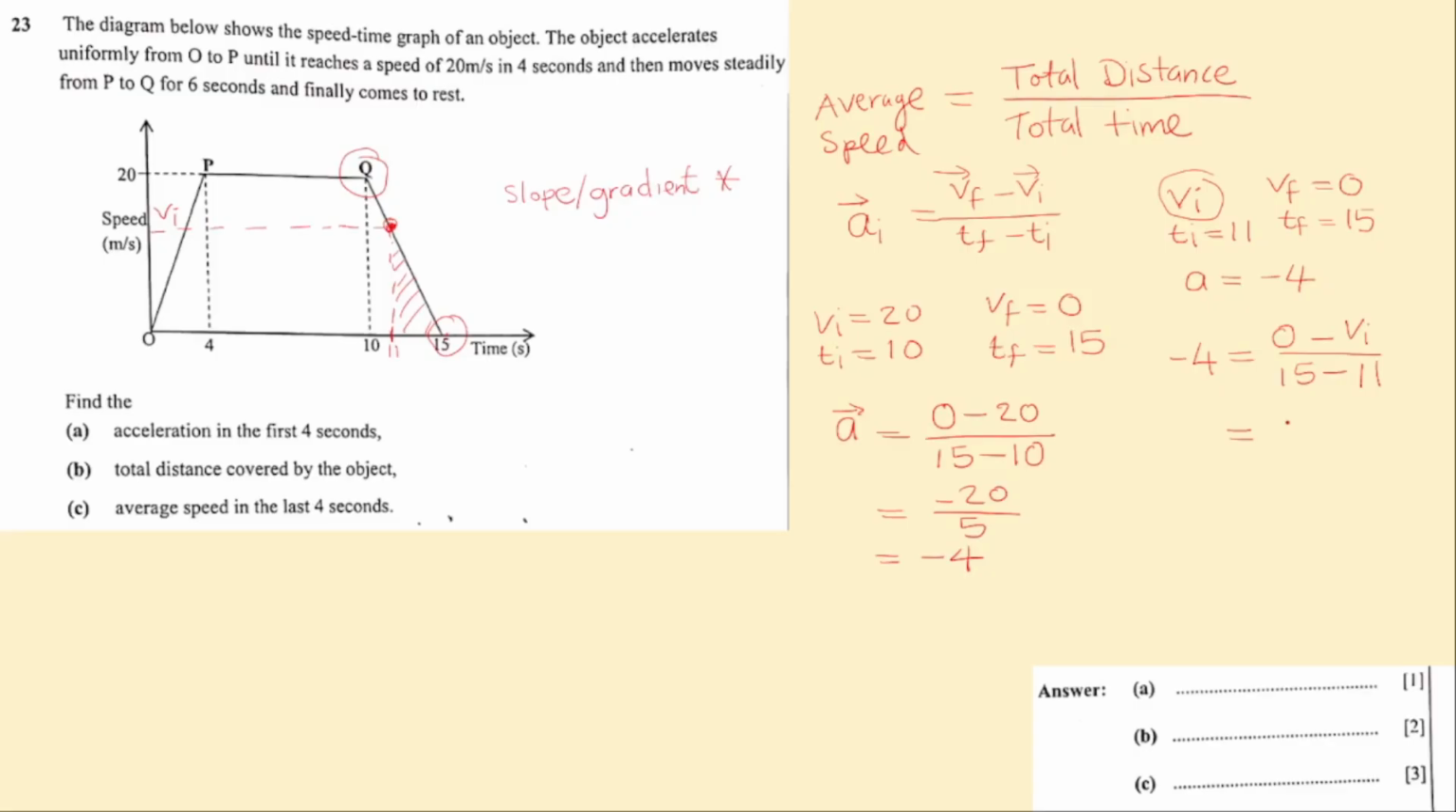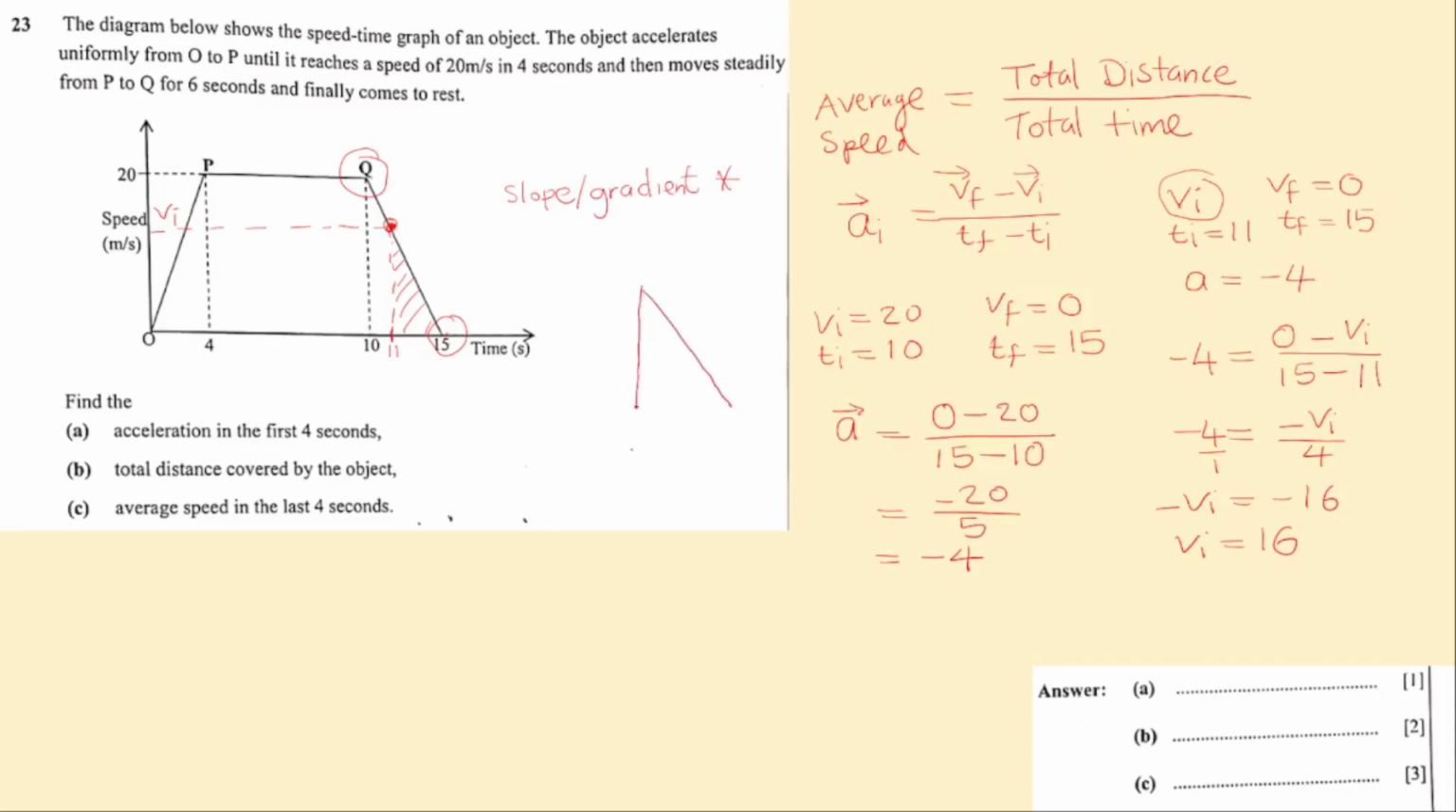We simplify, we cross multiply. We multiply negative on both sides. So we have found our initial velocity as 16.